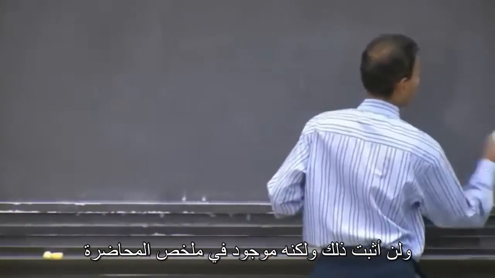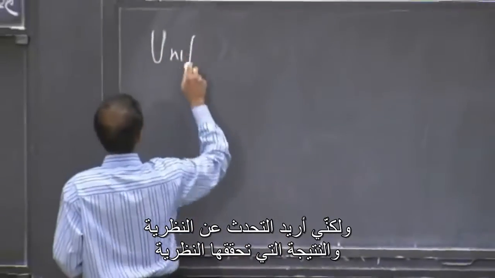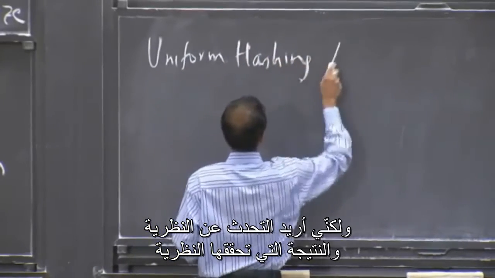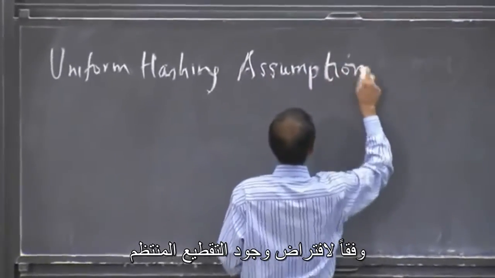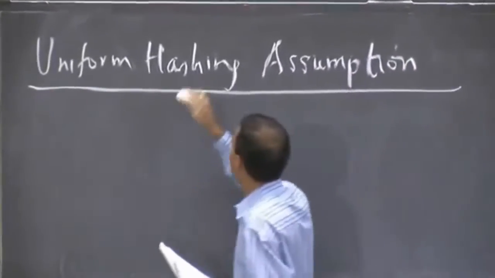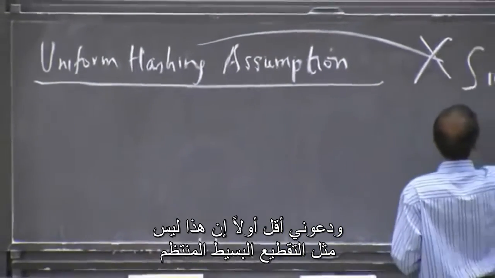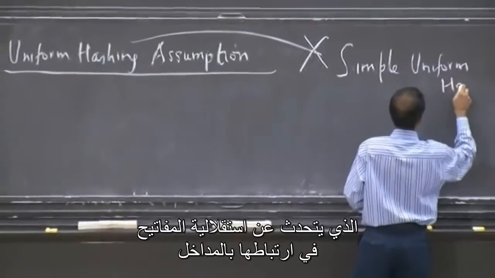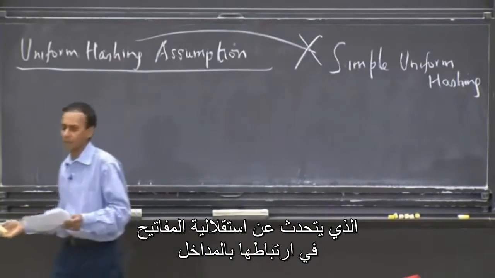And I'm not going to actually do a proof, but it'll be in the notes. But I do want to talk about the theorem and the result that the theorem implies, assuming you have the uniform hashing assumption. And let me first say that this is not the same as simple uniform hashing, which talks about the independence of keys in terms of their mapping to slots.